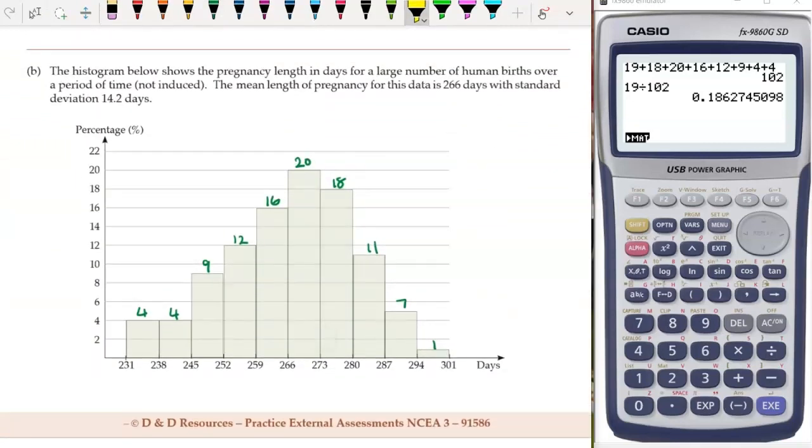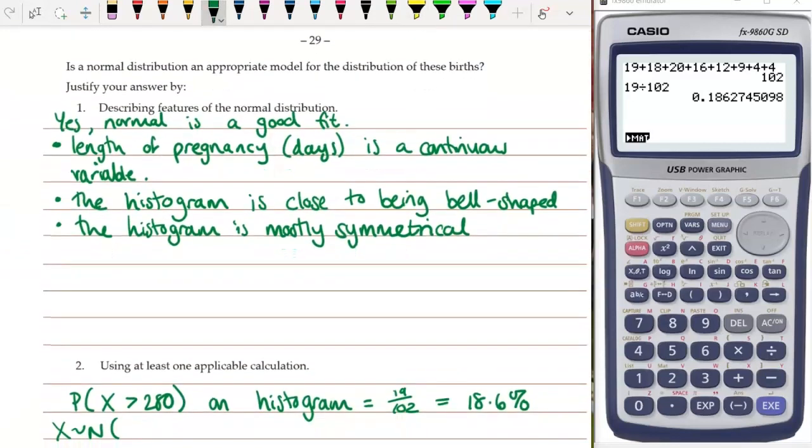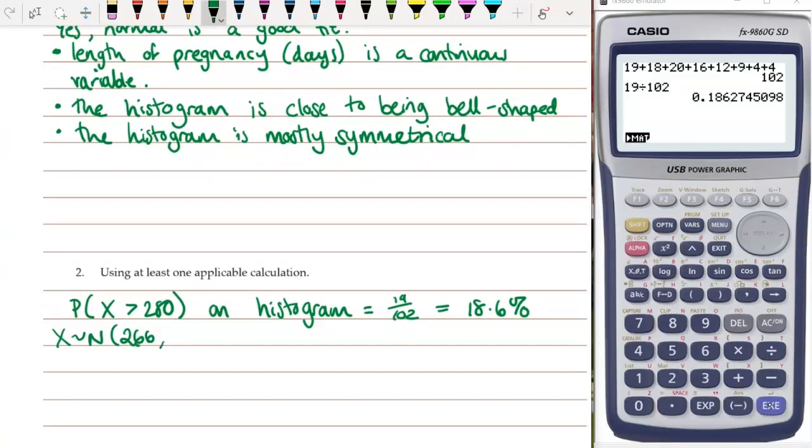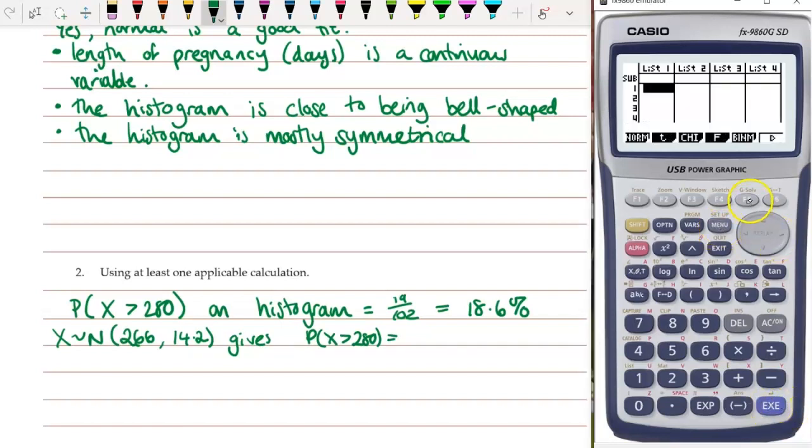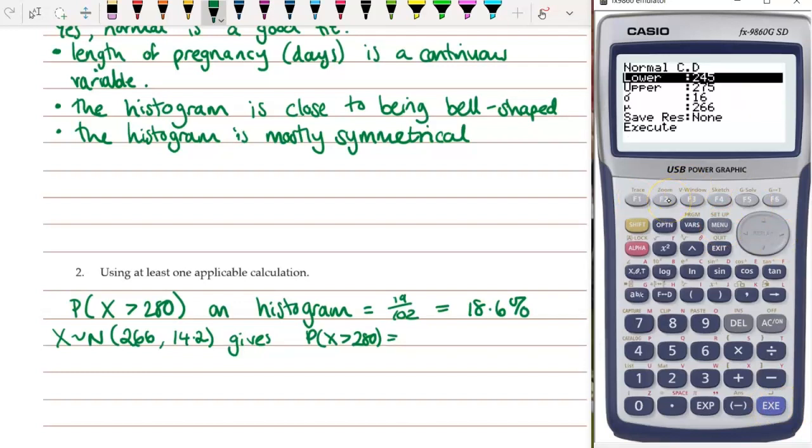Now if we do x following a normal distribution with a mean of, what was it, 266, I think? Yes, mean was 266, standard deviation 14.2. So that gives the probability that x is greater than 280 of, let's just go over to our calculator, distributions, normal, cumulative. Our lower limit is 280, upper limit something very large. Sigma is 14.2 and the mean is 266. That gives a percentage of 16.2, and these are quite close.